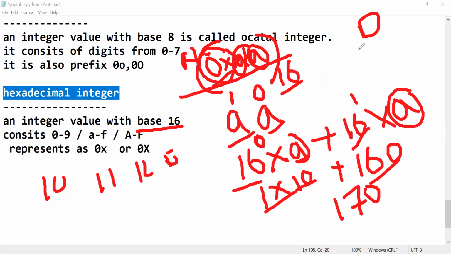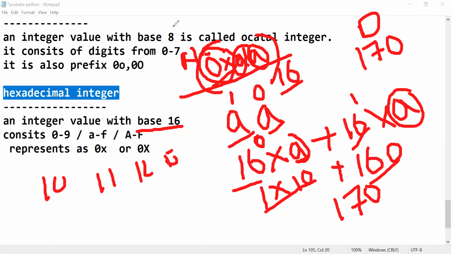I hope you understand what is decimal integer, what is octal integer, and what is hexadecimal integer, guys. I hope you understand these three integers and you know how to convert from one integer to another integer, and you know all these things, guys.